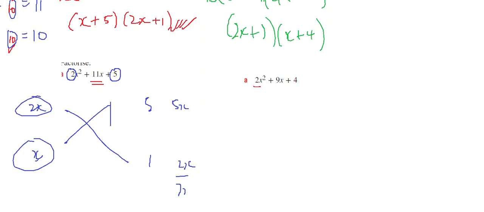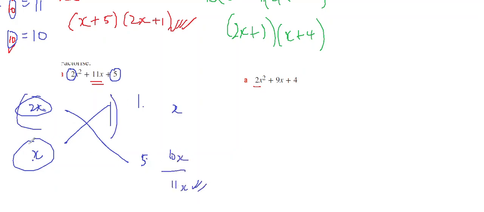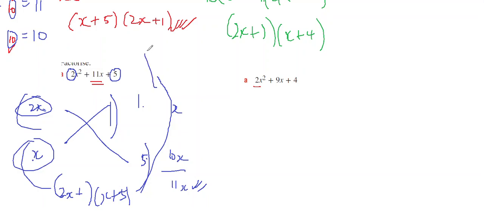I needed 11x. So I'm going to place instead 5 down here and the 1 up there, and x times 1 gives x, 2x times 5 gives 10x, add them together 11x, and that's correct. So that gives me my two factors of 2x plus 1, x plus 5, and that's the same as what we got up there.